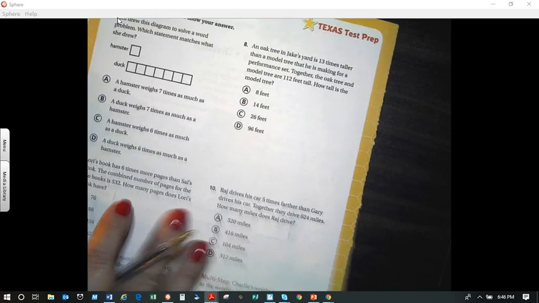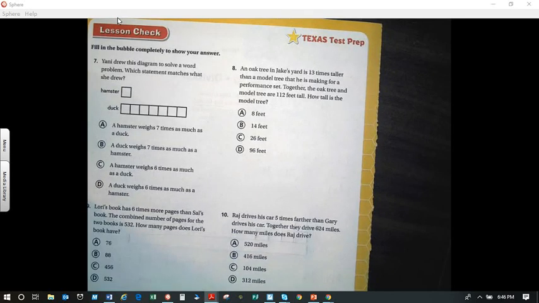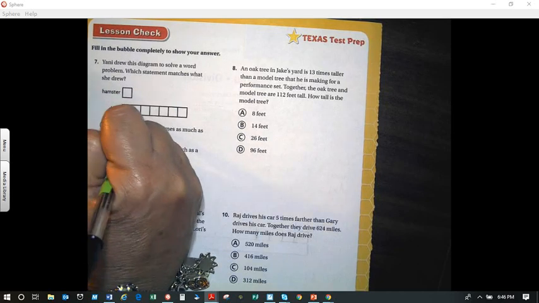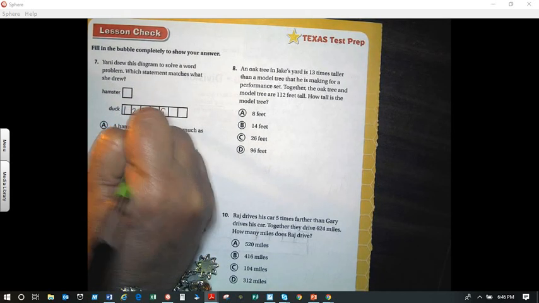You were doing 7, 9, and 11. Yanni drew this diagram to solve a word problem. Which statement matches what she drew? All right? So what is it saying about the hamster? Okay, so it's 7. What is it saying about the duck? So let me count it. 1, 2, 3, 4, 5, 6, 7.